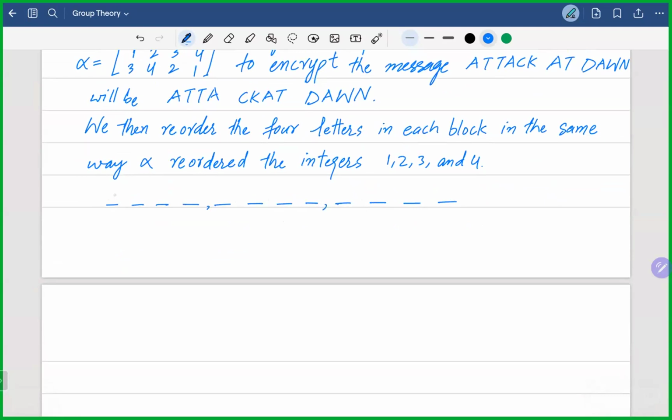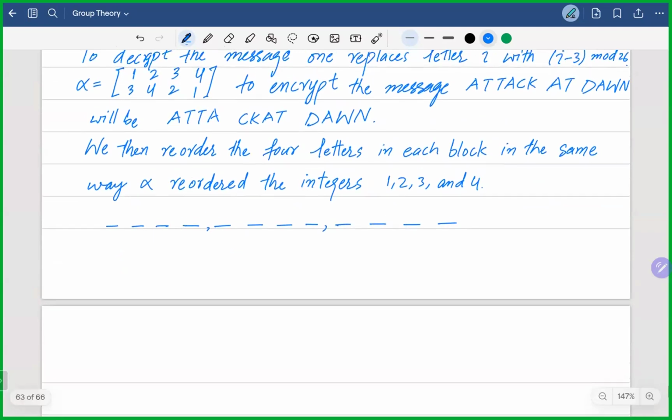Now the first letter: alpha sends 1 to 3. So the first letter is A. We send A to the third position. Then the second letter goes to 4. The second letter is T, so it goes to 4. Then the third letter goes to 2. The third letter is T, so it goes to 2. And then the fourth letter goes to 1, which is again A.